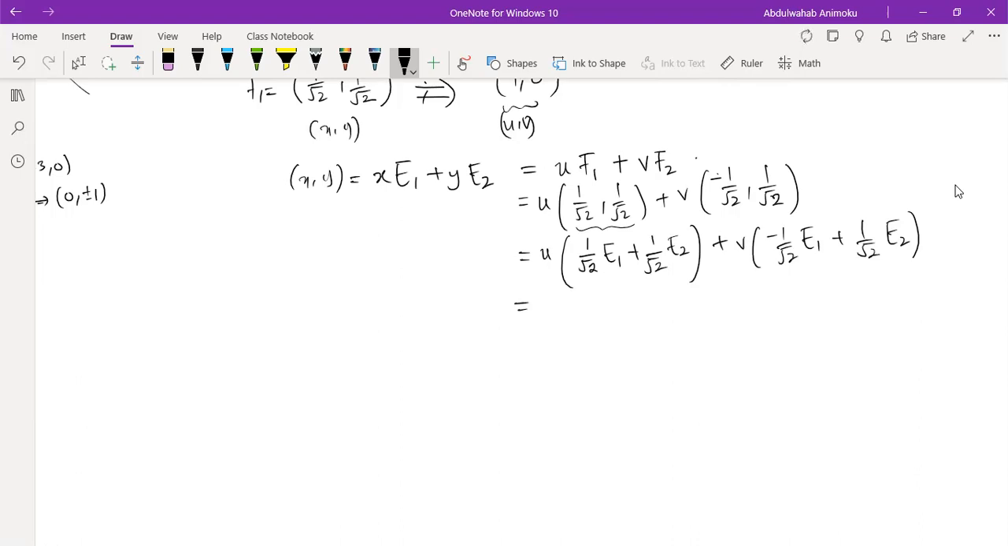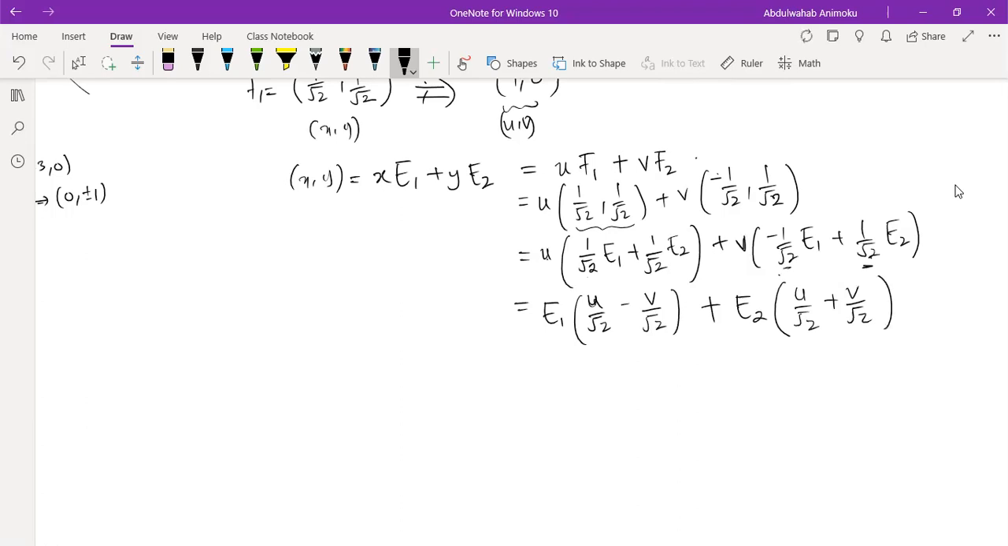All right. So now from here, we need to collect like terms for E1 and collect like terms for E2. So for E1, the terms that have E1 are U over root 2, and we also have E1 here, which is minus V over root 2. Then we go to E2. We also have U over root 2, and here we have V over root 2. Don't forget V is multiplying each term, okay? So now we have this.